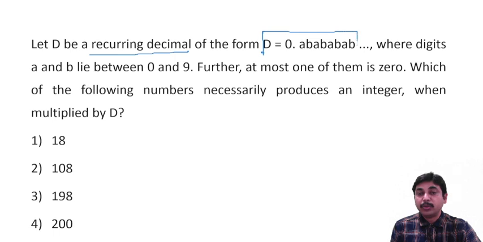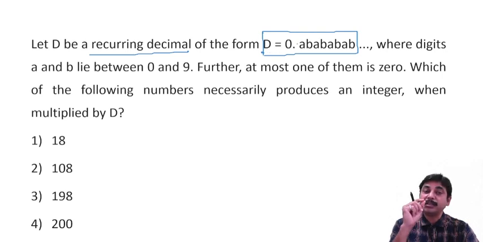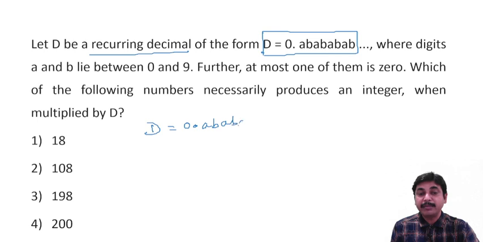Now you must be knowing this. There are two types of recurring fraction you will come across, that is pure recurring fraction and mixed recurring fraction. In pure recurring fraction, the digits or group of digits immediately coming after decimal point are in a recurring fashion. So now 0.d, which is 0.ababab, can be written as 0.ab bar, where the digits a and b lie between 0 and 9.